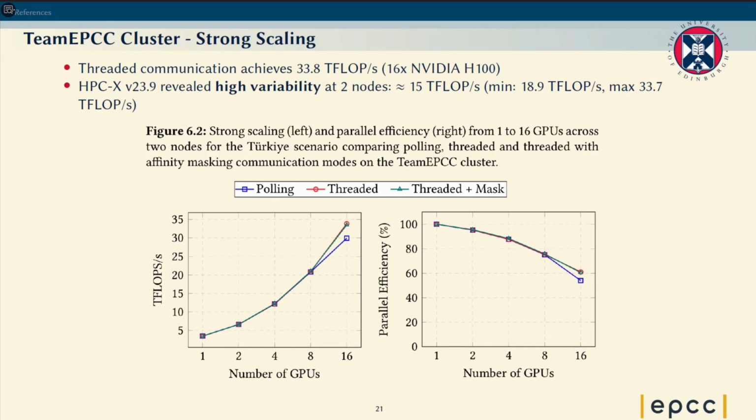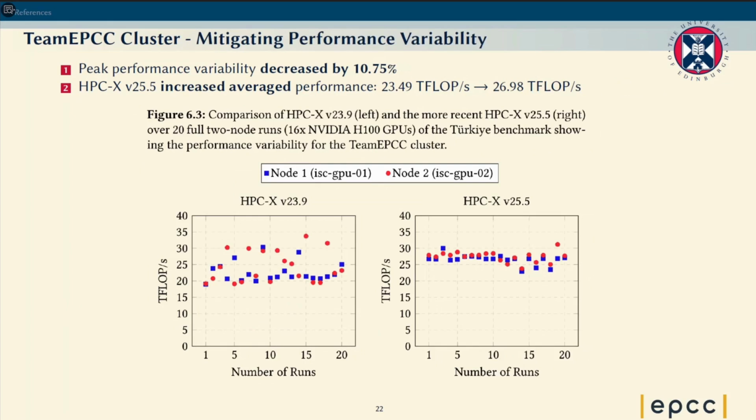Through my investigation, I ultimately concluded that HPC-X, the default communication library by NVIDIA, was inefficient, especially version 23.9. On the left, you can see that performance variability on 2 nodes, where when I'm launching the application, I could either choose to launch from node 1 or node 2, but at the same time, I'm always using both nodes.